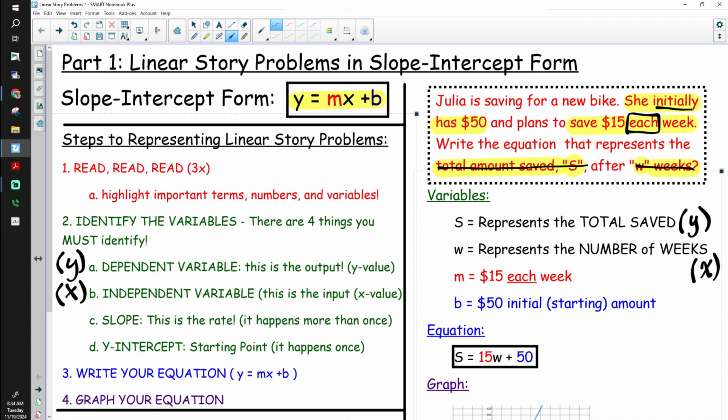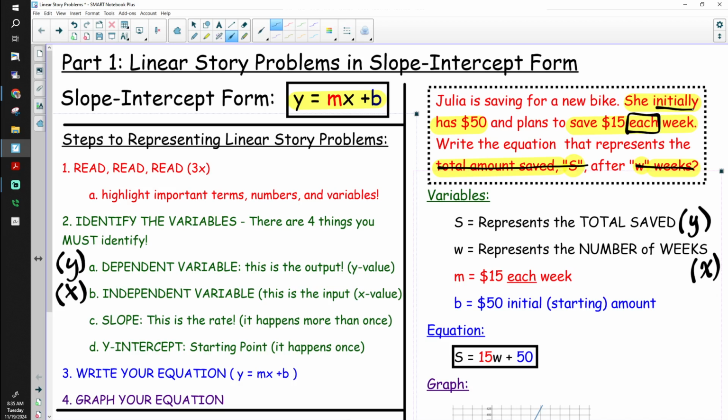We started with 50. And now we have our four things. S is our total amount. W is the variable for the number of weeks. That value changes. $15 is the slope because we have that keyword each. And $50 is the B value because we have the keyword initial, the starting amount. We had that at the beginning.